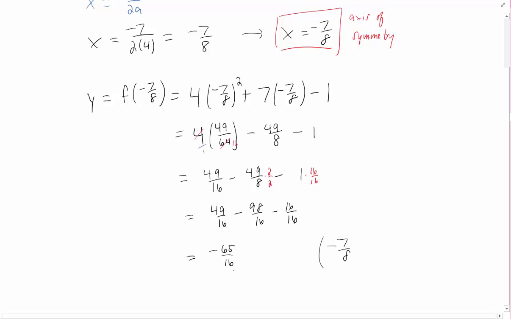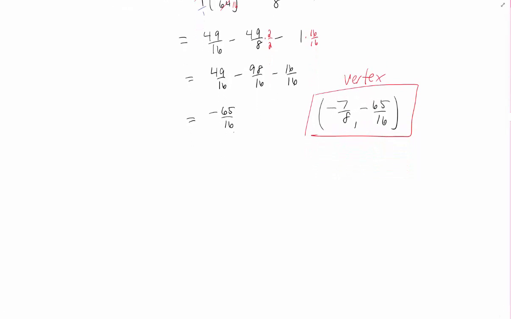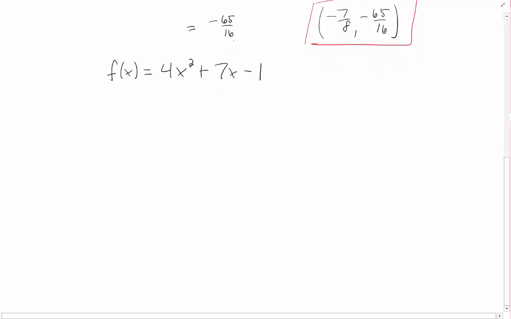The x value is negative 7/8. The y value is negative 65/16. And the last thing that we need here are our x-intercepts. We can find the x-intercepts of any function just by setting the function equal to 0. Again, it would be nice if we could factor this, but it looks like this can't be factored, so we are going to have to use the quadratic formula. Here we have a equals 4, b equals 7, c equals negative 1.